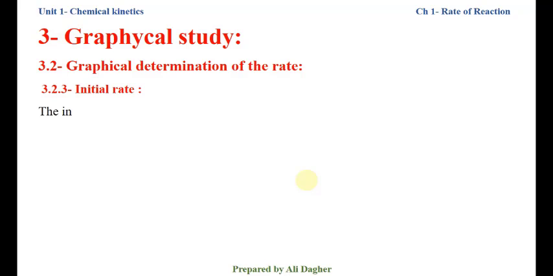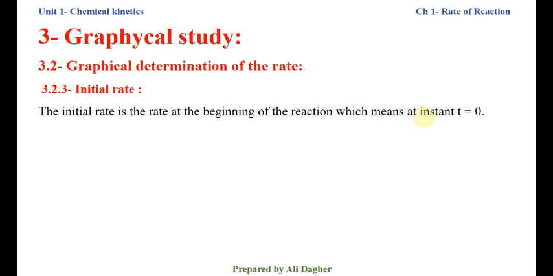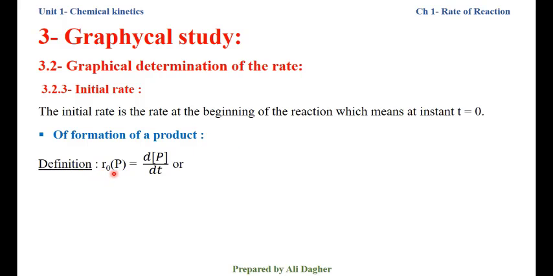Now, initial rate. The initial rate is the rate at the beginning of the reaction, which means at instant t equals 0. First, of formation of a product. Definition: R0 is the initial rate of product, equal to d concentration over dt, or dn over dt. It is an instantaneous rate, but at instant t equals 0.